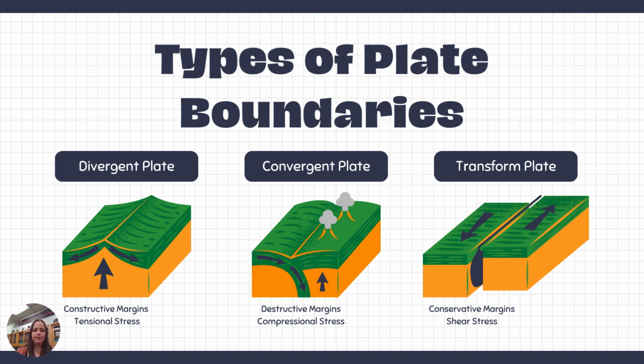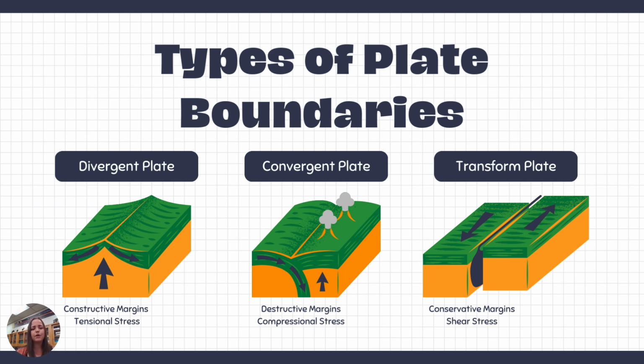So we have 3 types of plate boundaries. We're going to first talk about divergent, then we'll probably jump into transform, and then we'll do convergent last because it's a little bit bigger of a beast, because there are 3 different types of convergent depending on plate-to-plate interaction. So we're going to first look at divergent plate boundaries. These are our constructive margins. They're formed from tensional stress, so pulling apart. We call them constructive margins because they are constructing new crust.